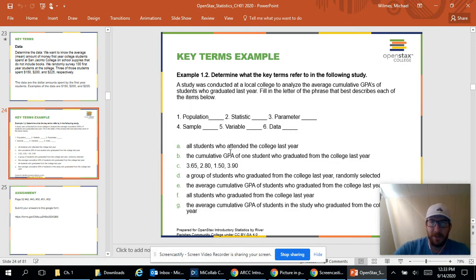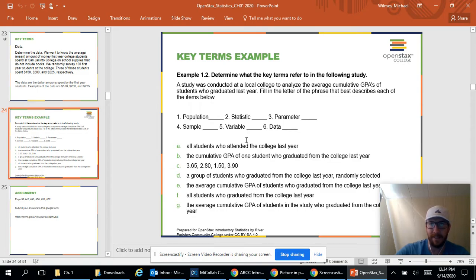So let's see what our options are. All students who attended the college last year. Population, we're looking for the overall big thing. No. Oh, I see numbers. That must be the data one. A group of students. Oh, that's just a group of students. Okay. So all students who graduated. So let's see. If we read this closely, it says we're looking for the cumulative GPAs of students who graduated last year. So here are the people who attended. Here are the people who graduated. Oh, so number one would go to F, because we're looking for all students who graduated from college the last year. So one would be F.